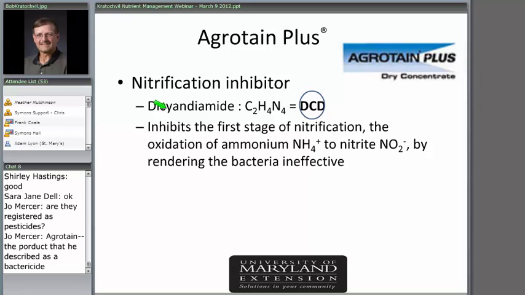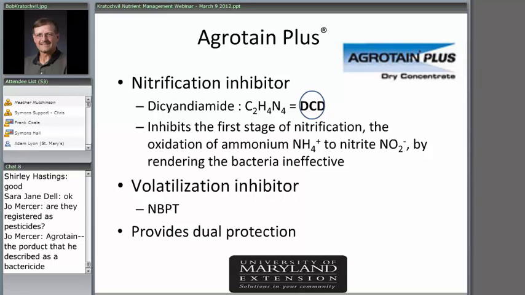Now, Agrotain Plus is called that because it also contains the volatilization inhibitor NBPT that we spoke of for Agrotain. So in this case, you're getting dual protection with Agrotain Plus. You get volatilization inhibition, and you get nitrification inhibition with this product.